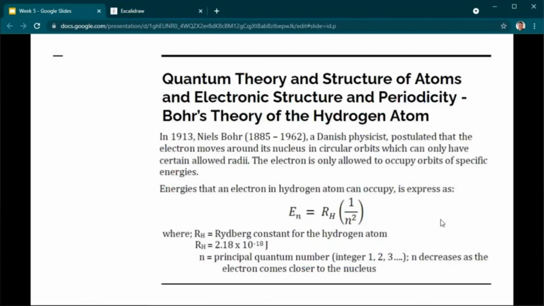In 1913, by the way, this is Bohr's theory of the hydrogen atom. Niels Bohr, a Danish physicist, postulated that the electron moves around its nucleus in circular orbits, which can only have certain allowed radii. The electron is only allowed to occupy orbits of specific energies.